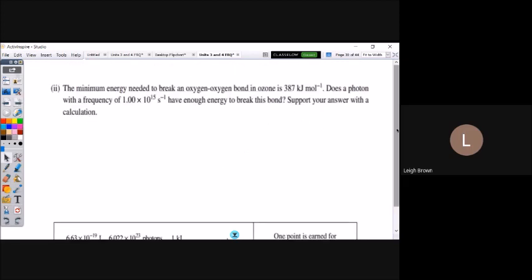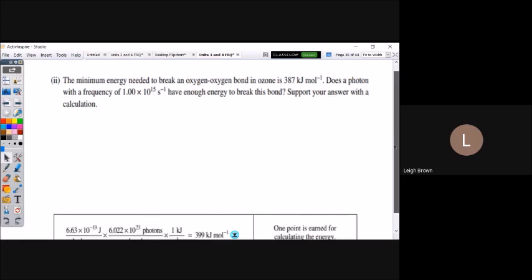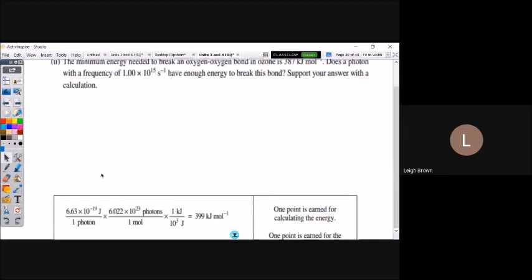So there's really two ways you can do this. You could take the bond energy and change it to joules per photon, or you can take joules per photon from the previous answer and change it to kilojoules per mole, which is what they have done. They took joules per photon from the previous answer, changed it to joules per mole using Avogadro's number, and then to kilojoules. So here's the answer.